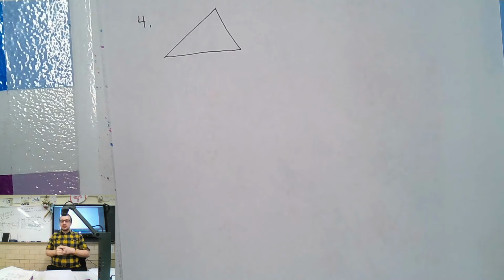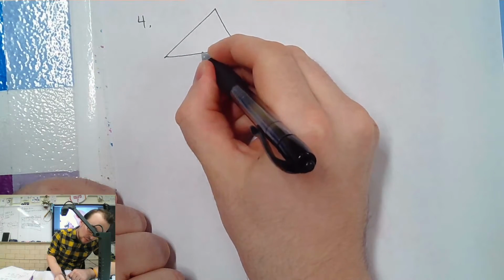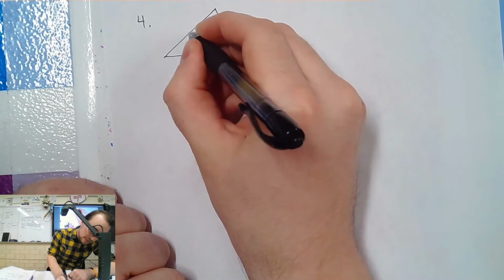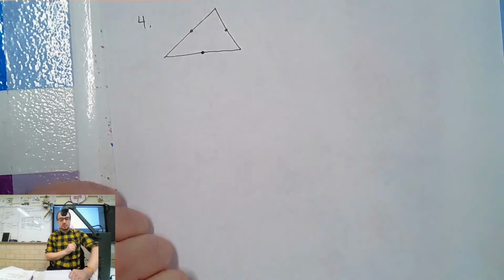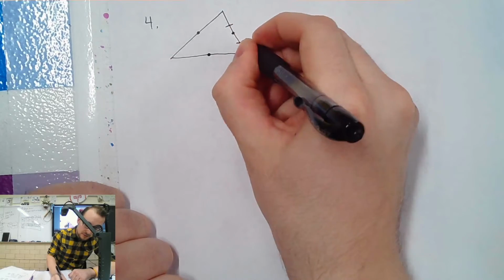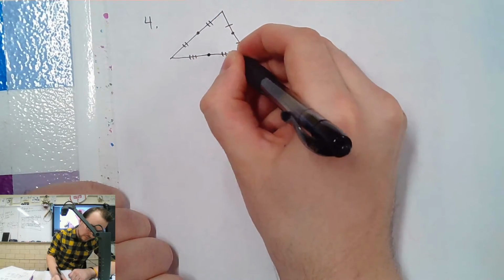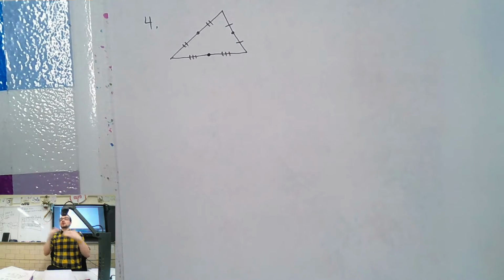What are medians? Vertex and midpoint. So find the midpoint of all your sides. Now, how do I know those are midpoints and aren't just some random points? I got to mark something, so I'm going to do this. Split the line. Yeah, split it. And a median is what to what? Vertex to midpoint. Very good.